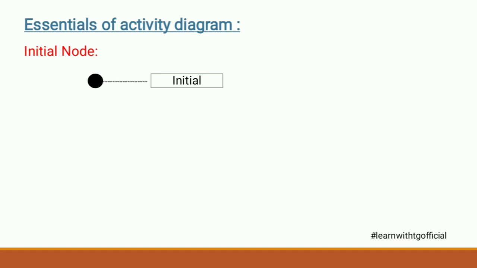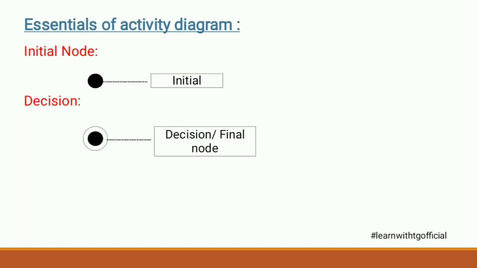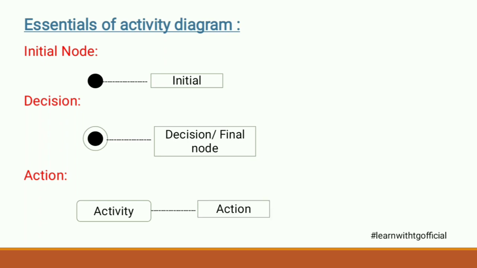It is represented by a filled circle. It ends with a final node. The final node represents the ending point of the diagram. Decision. A decision is represented by a bull's eye. Actions. The initial node represents the precondition. The final node represents the postcondition. In between the initial and the final node are the actions.